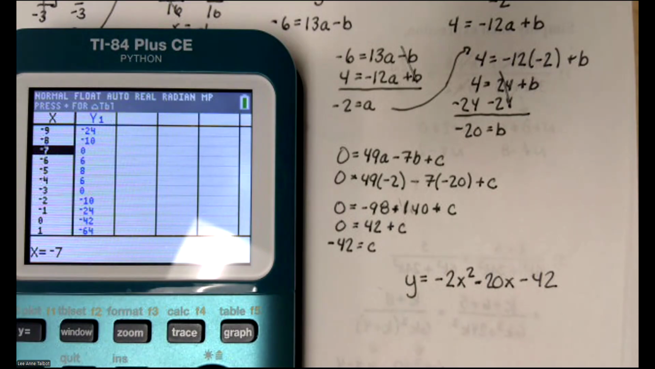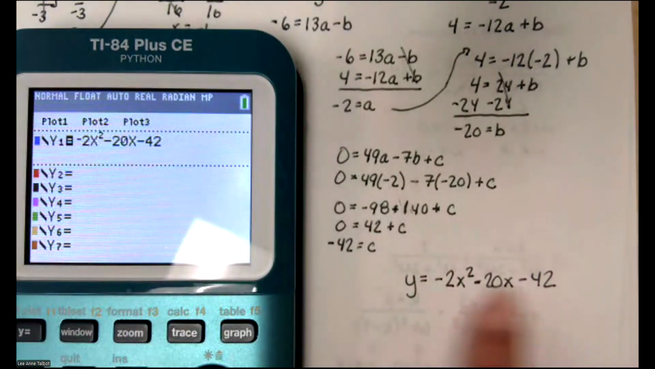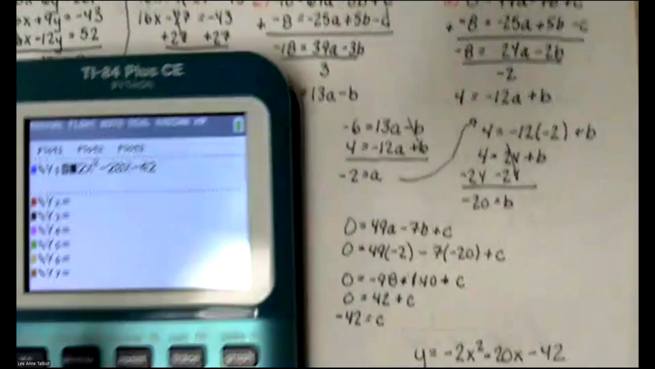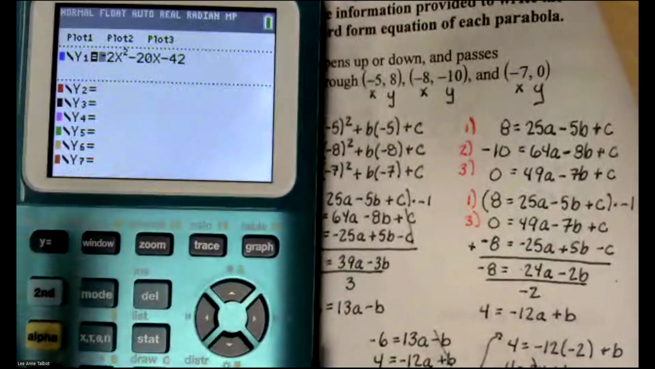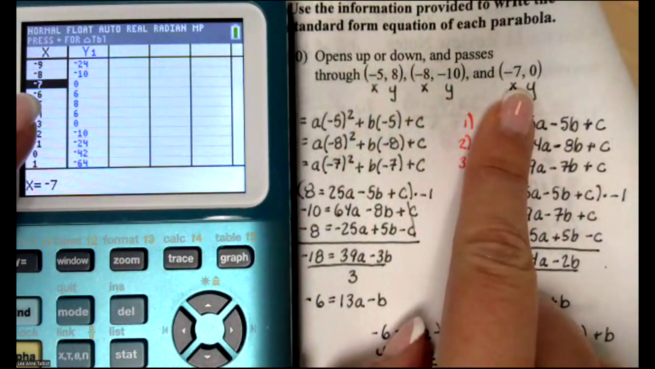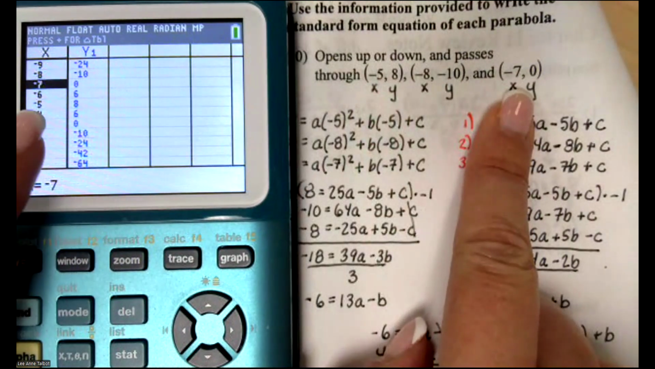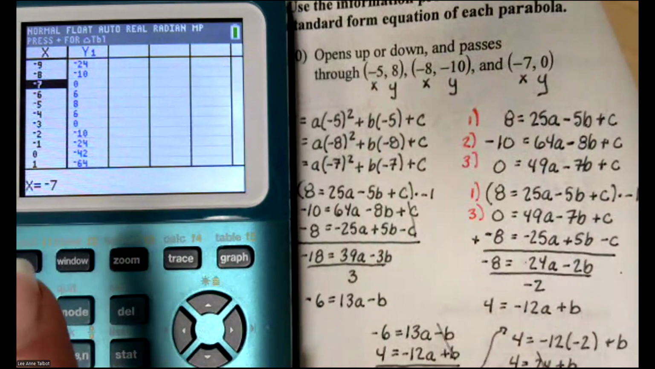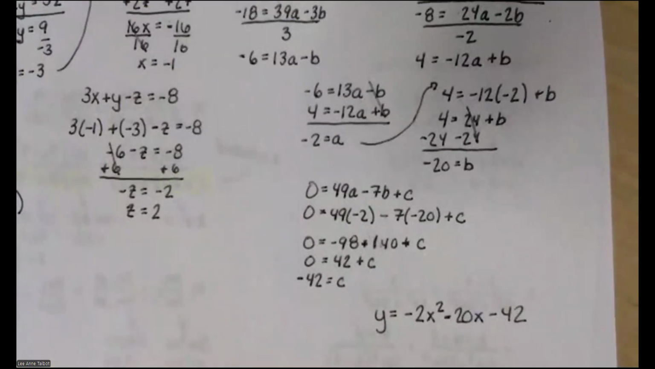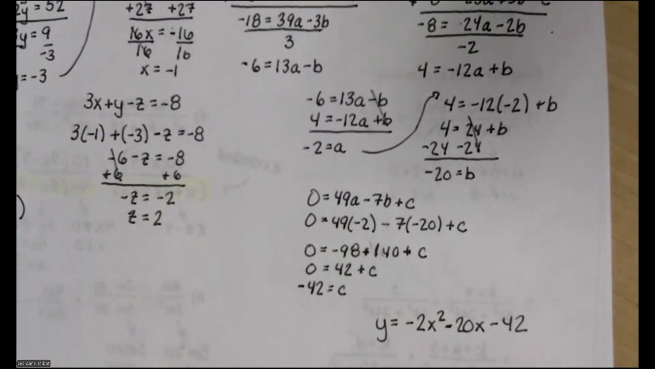Who said no? I typed my answer into y equals. And then I went to the table and made sure that these 3 points were actually on the table. So negative 8, negative 10, negative 5, 8, and negative 7, 0. Just a quick little check that makes you feel good before you walk away from the problem. If you get a whole number, I mean, you already should feel like you're on the right track.